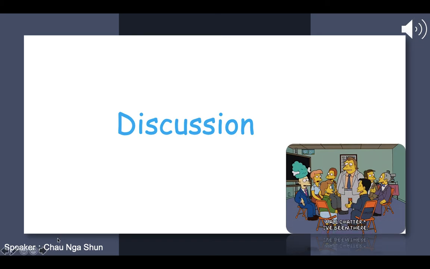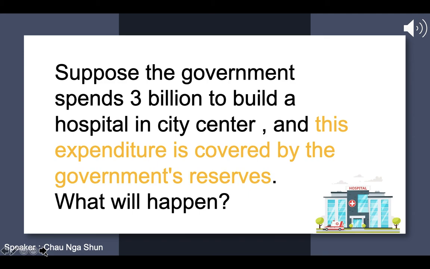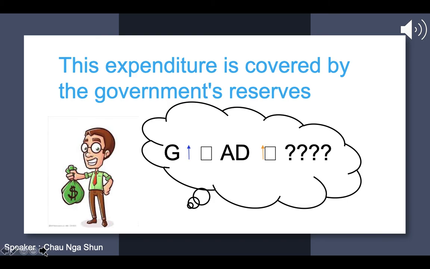Now we are going to the discussion part. Suppose the government spends $3 billion to build a hospital in the city center, and this expenditure is covered by the government's reserves. What will happen? As we can see, this is the key sentence in the question. From this sentence, we know that when government expenditure increases, the aggregate demand increases. We can think about what will happen when the aggregate demand increases.